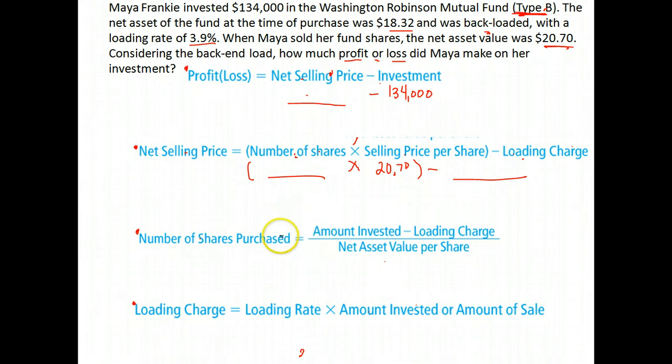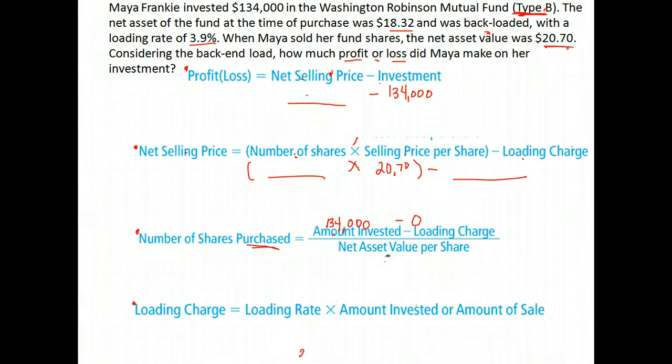Okay, the number of shares purchased, so this is at the time of purchase, is the amount invested. That was $134,000 minus the loading charge. Well, at the time of purchase, the loading charge is 0 because this is a backloaded fund. Okay, it's type B. So there's no loading charge when you're purchasing. Divided by the net asset value per share.